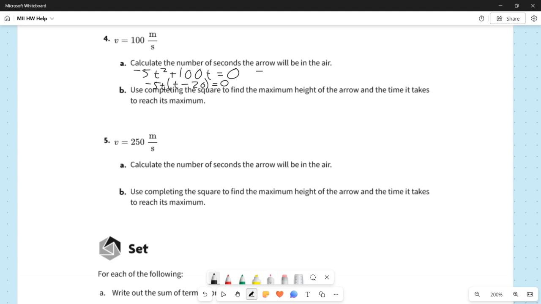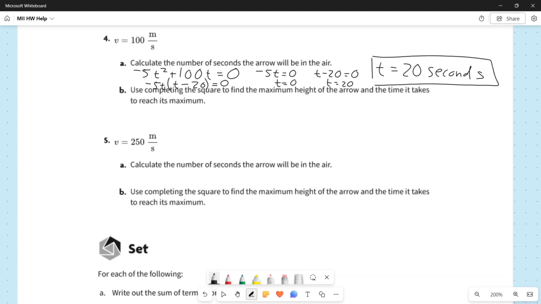Zero product property tells us that either negative 5t equals 0 or t minus 20 equals 0. If I divide by negative 5, I get t equals 0. That just confirms our assumption that the arrow starts on the ground. And over here, I get t equals 20. That tells us that the arrow will be back on the ground after 20 seconds. It's in the air for 20 seconds. At that point, the arrow is back on the ground.